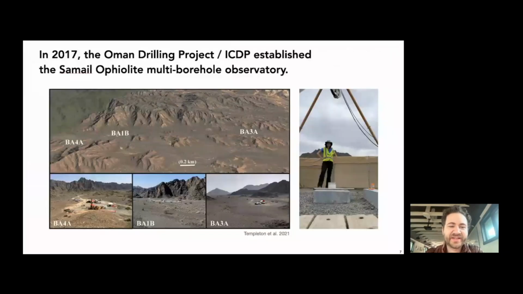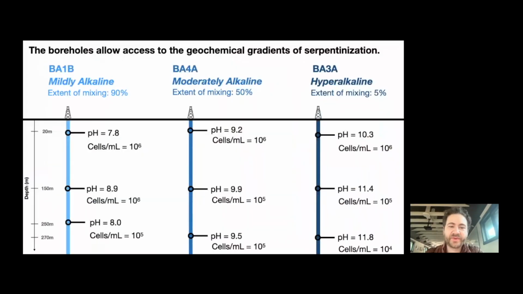In 2017, the Oman Drilling Project and ICDP established this multi-borehole observatory, and I'll be talking about these three wells today. They're called BA1B, BA3A, and BA4A. The IDs are not as important because I'll be describing them shortly, but these are all in close proximity to each other. In 2023, we accessed these boreholes with a subsurface discrete interval water sampler, and we noticed a gradient of serpentinization across these wells.